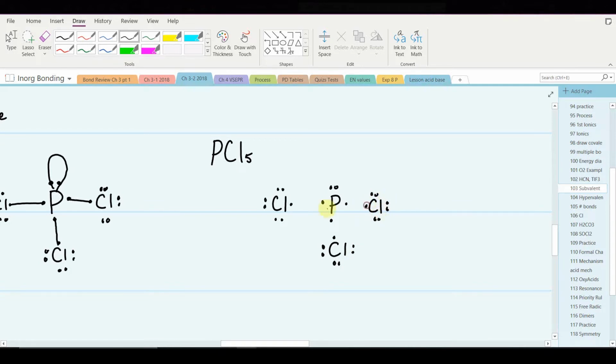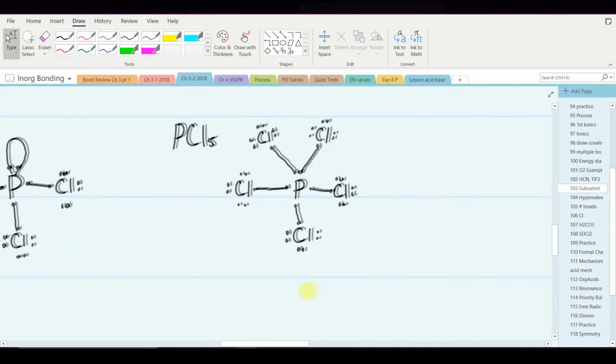Okay, so there's 3 chlorines. That takes up all the single unpaired electrons. But remember that paired electrons, they may or may not bond. In the case of PCl5, they're going to have to bond. There are no other electrons for phosphorus to share. So there it is.